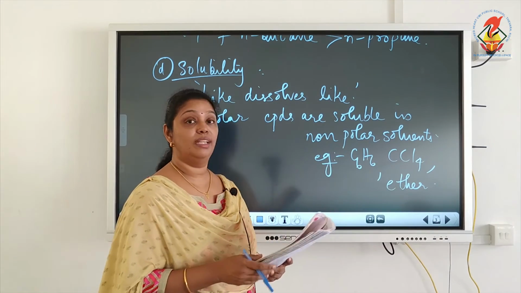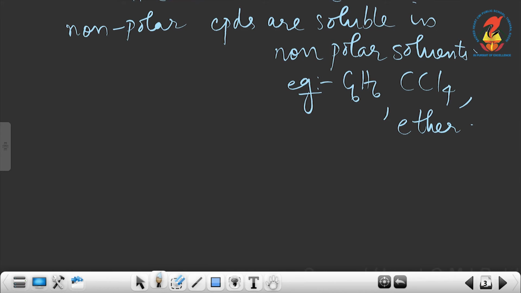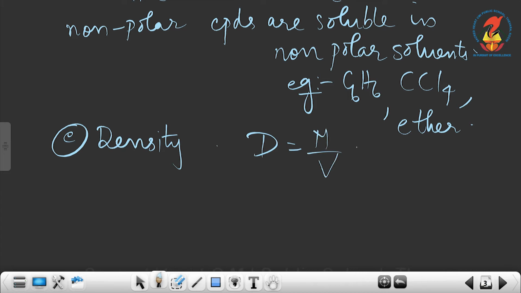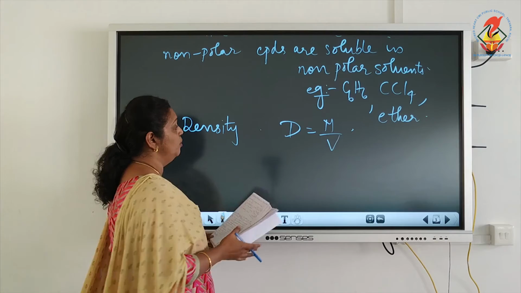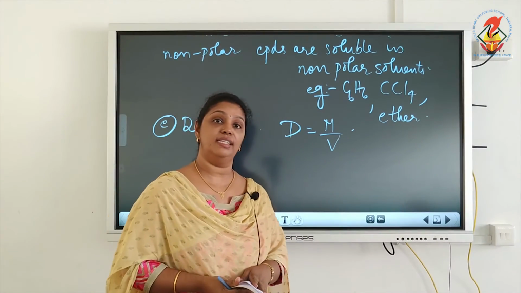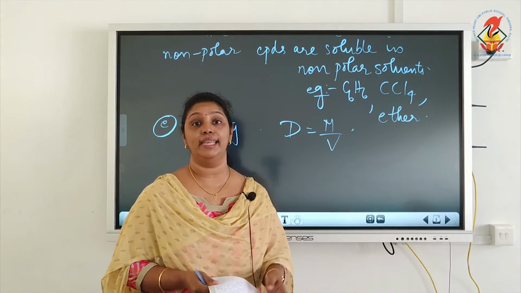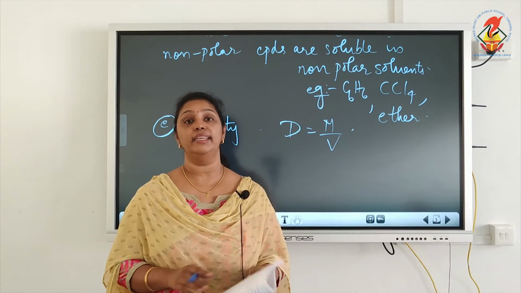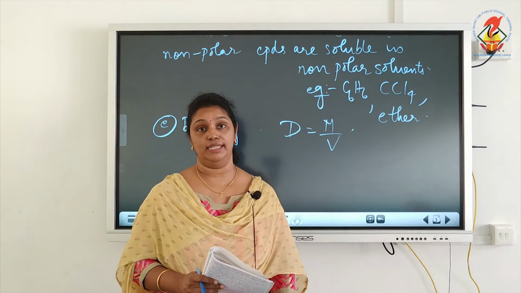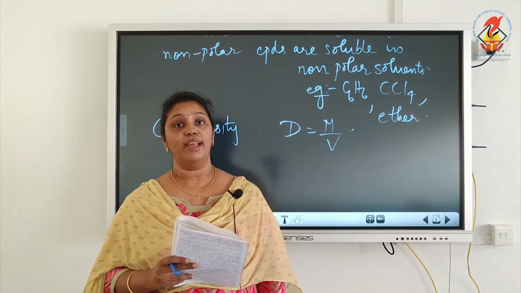Now, the last physical property of alkanes is density. We know that density is equal to mass by volume. So, as molecular mass increases, density increases. As the size of alkanes increases, density increases. So, these are the physical properties of alkanes.